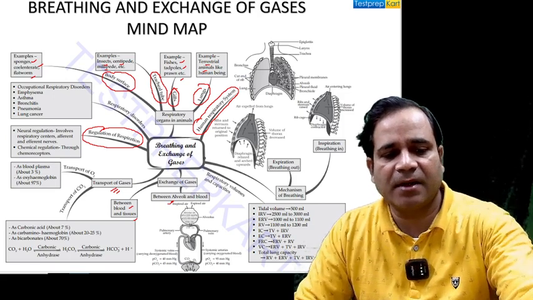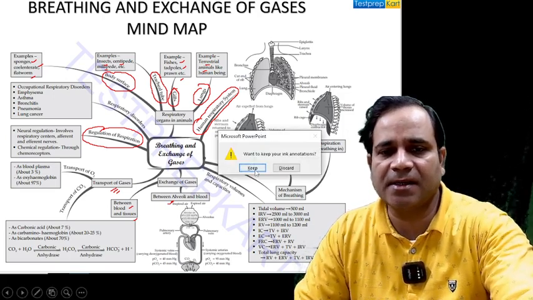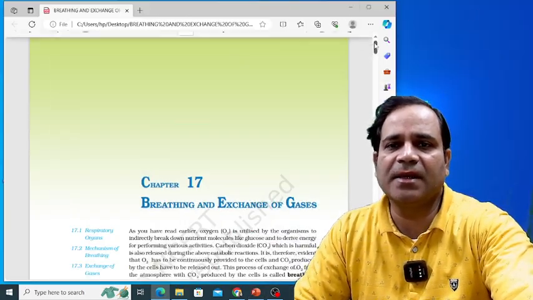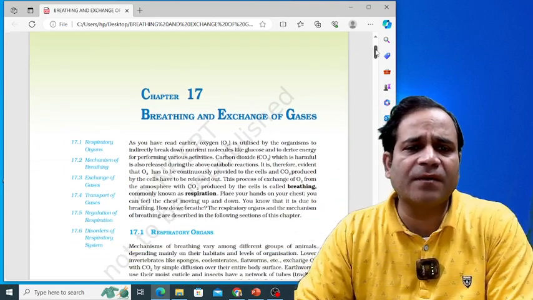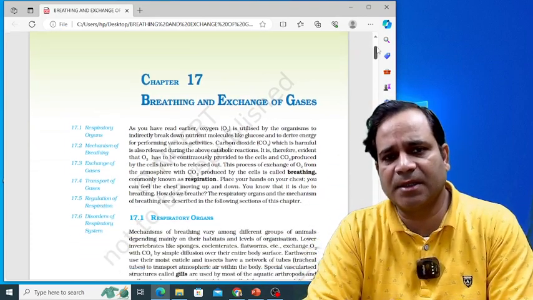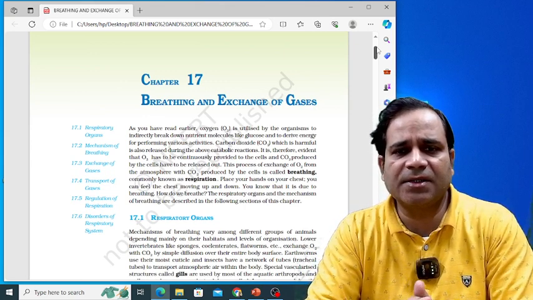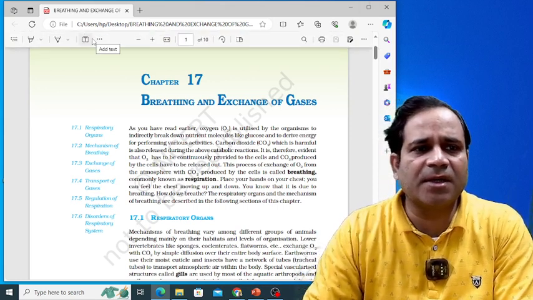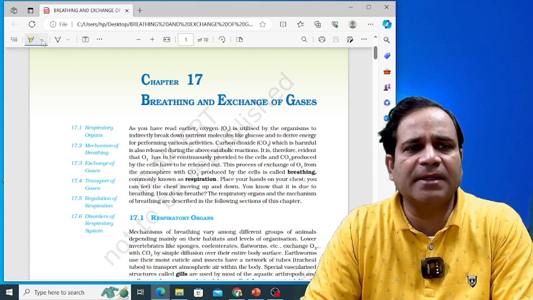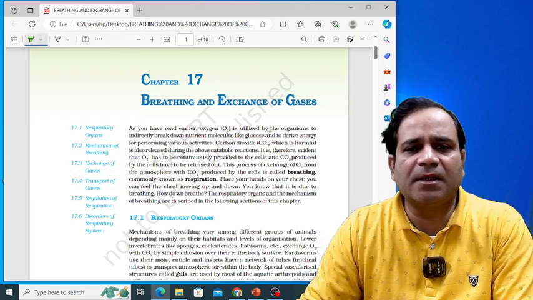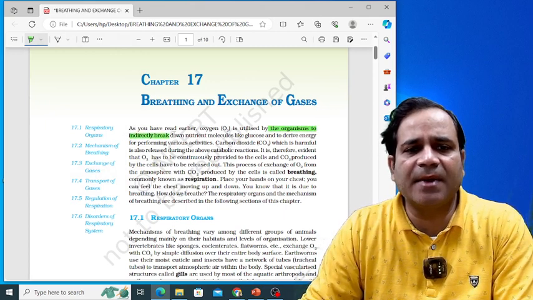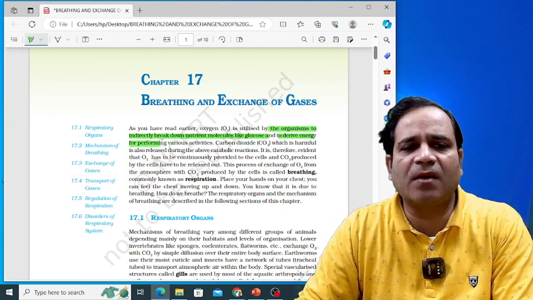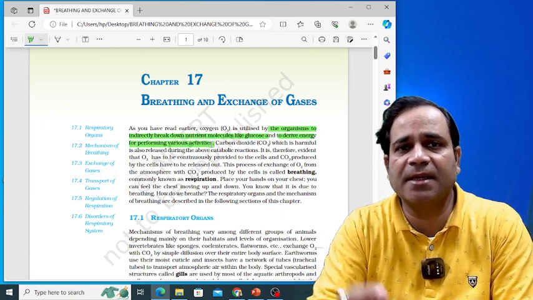Okay, now the important thing is to know what is written in NCERT also. Let's check in NCERT, in breathing and exchange of gases. See how the NCERT tells you about this. We already have studied that organisms break down nutrient molecules. Whatever nutrient molecules we take, they all break down. The organisms break down nutrient molecules like glucose to derive energy for performing various activities.